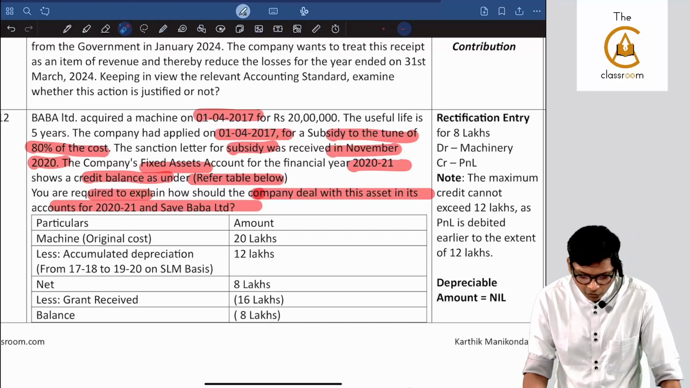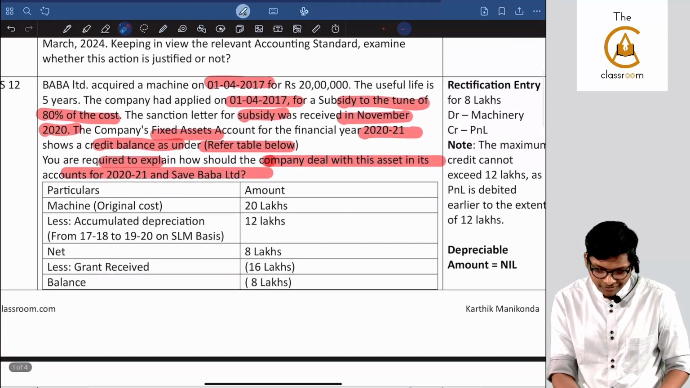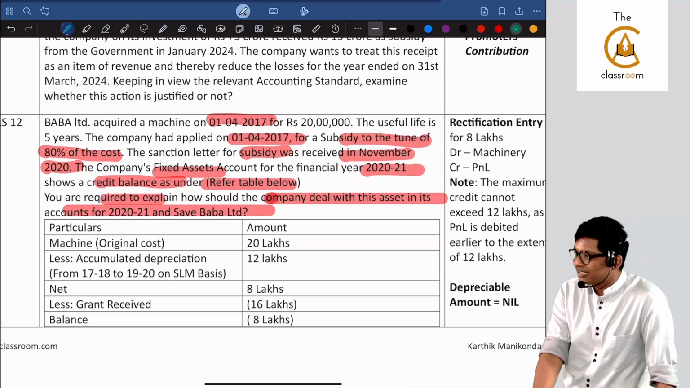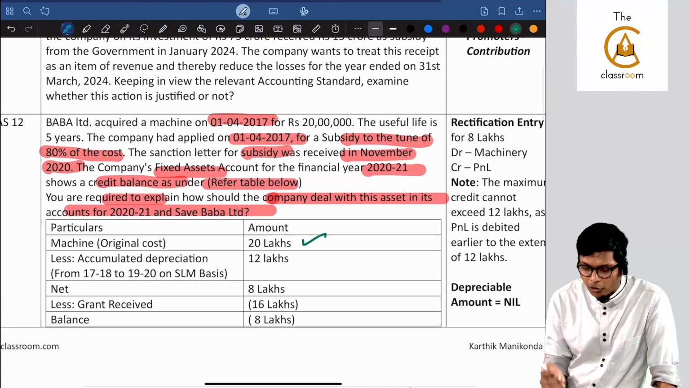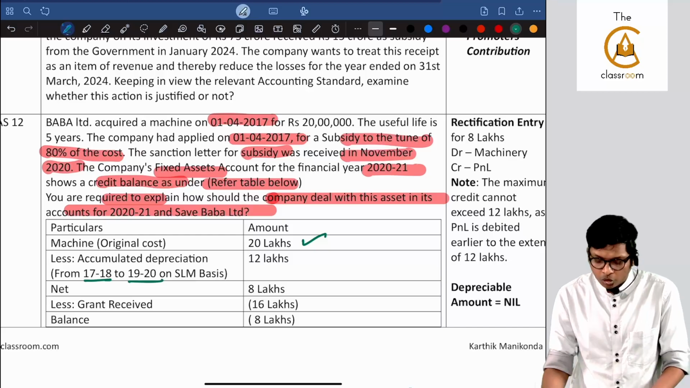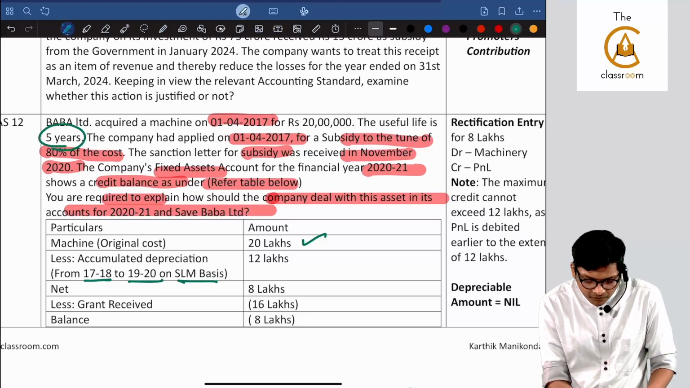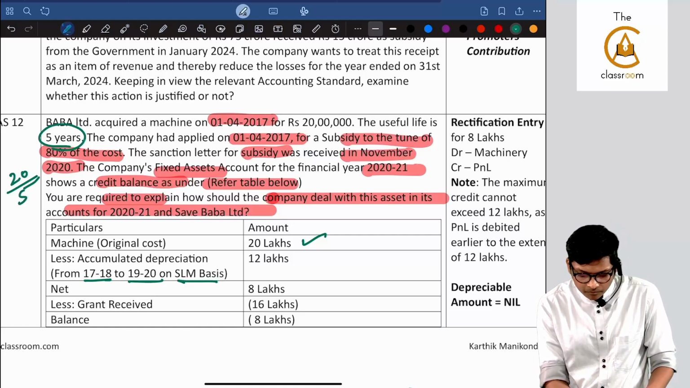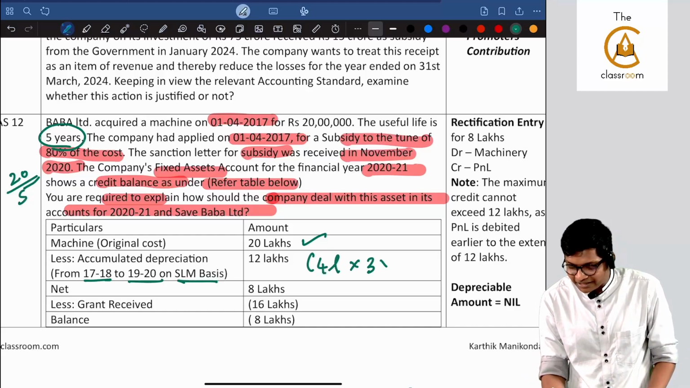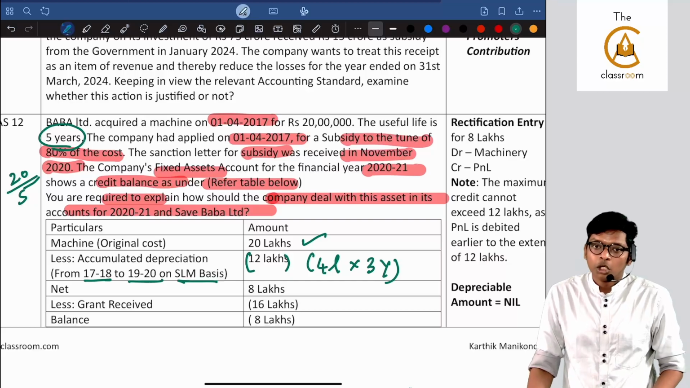Okay. Follow, guys. Now when you go to the actual MTP, the company name is different, I just changed the company name. Okay. Fine. Follow. Look what they have actually done, guys. When they purchased, they accounted for 20 lakhs. And then they gave depreciation from 17-18 to 19-20 on the straight line method because life is 5 years. So 20 divided by 5 is how much? 4 lakhs. So they have given basically 4 lakhs into 3 years. Correct? I'm just checking that the question is printed correctly. So they reduced 12 lakhs for those 3 years.